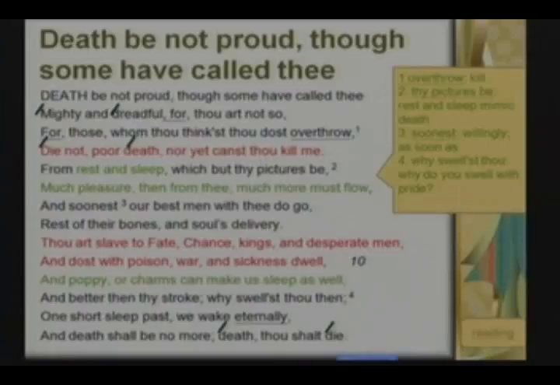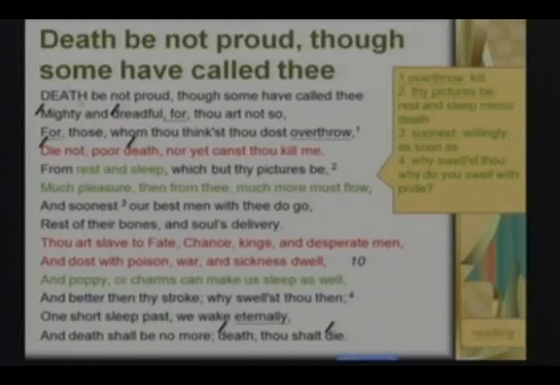So in the first stanza, the speaker says that those people you think you kill, overthrow means kill, actually do not die. Nor yet canst thou kill me, nor can you kill me yet. So death, be not proud. You cannot kill anyone that you like to kill.